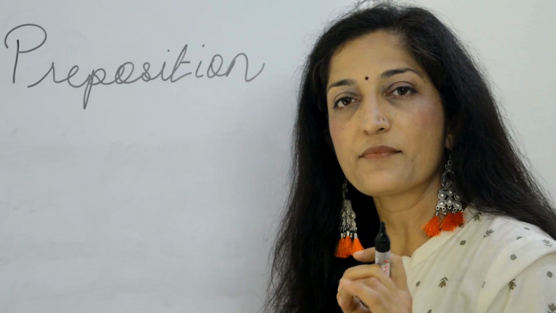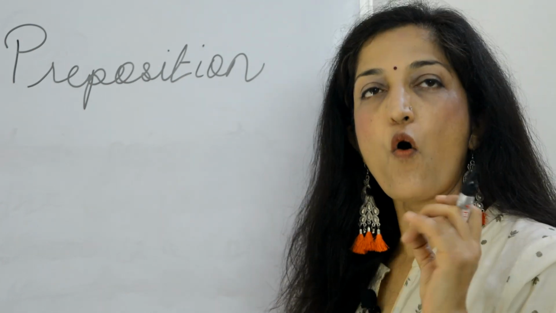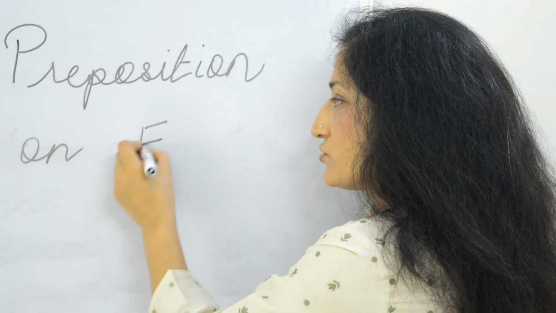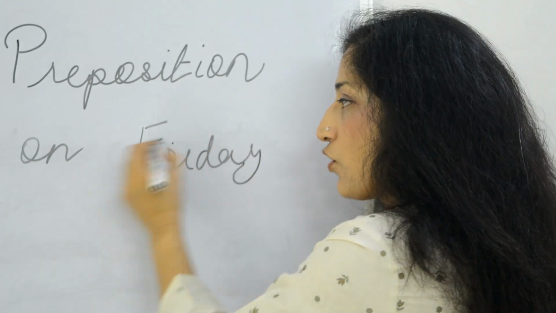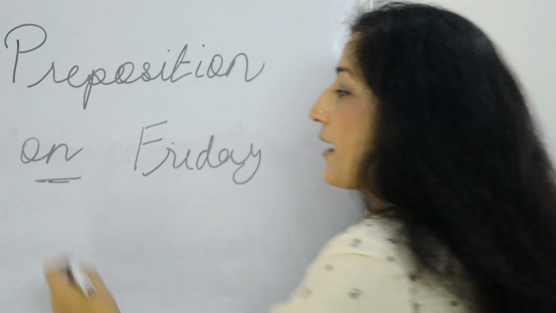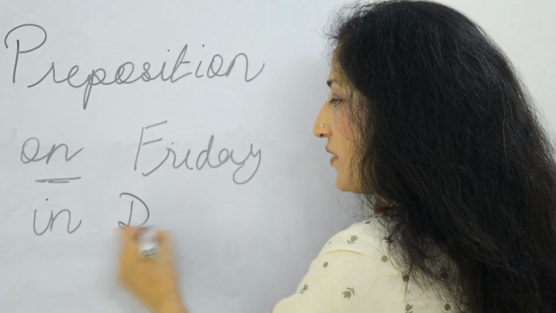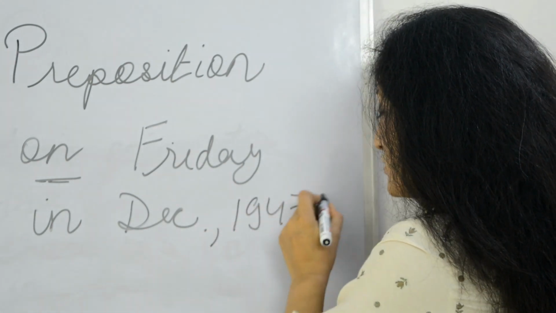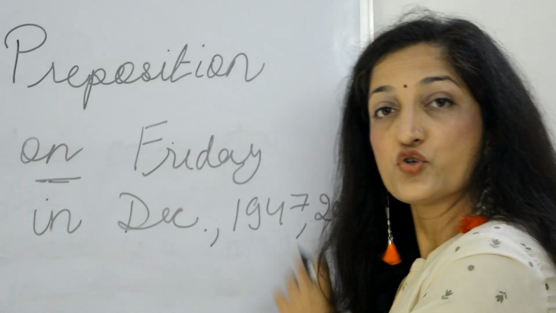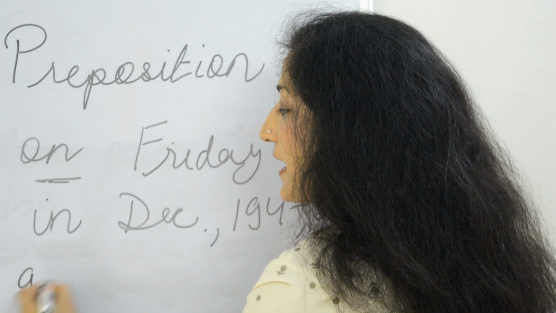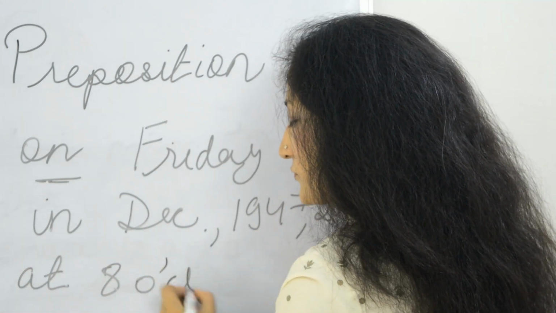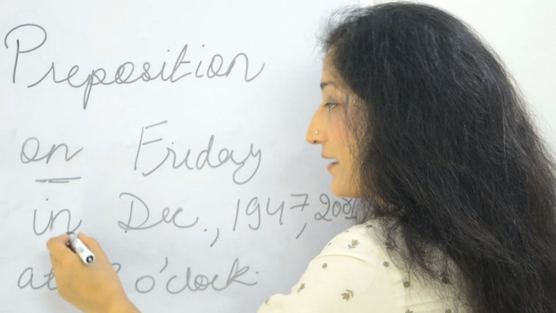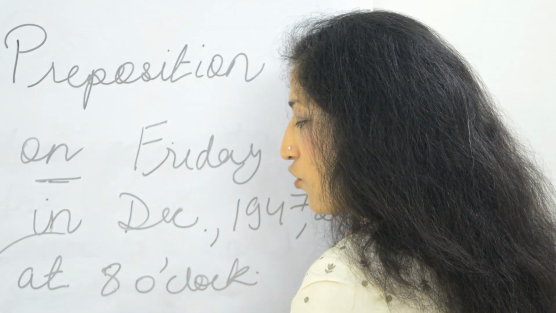Okay, then I am coming to Delhi on Friday. So you have to keep in mind that week days, Monday, Tuesday, Wednesday, whatever, will always have the preposition on, right? If it is a month, in December, or if there is any year, 1947, 2001, right? Any year, then also you will use in. If you want to tell the time, I will meet you at 8 o'clock, right? If I will meet you in the morning, in the evening, so if it is any time of the day, then again in. So in the morning, in the evening.